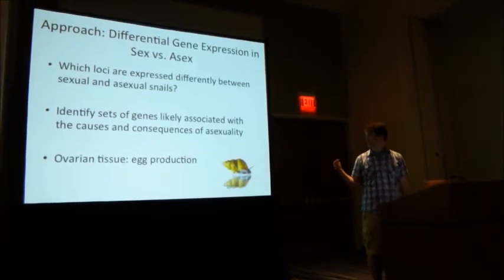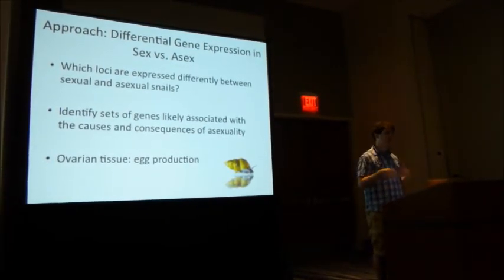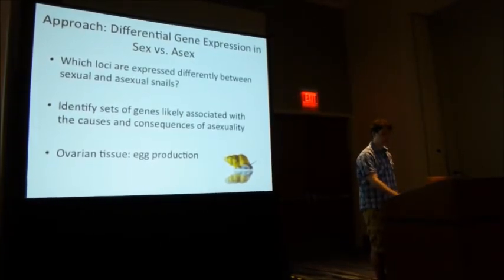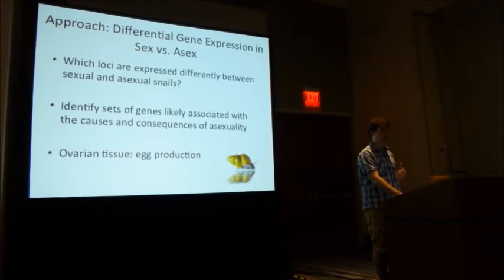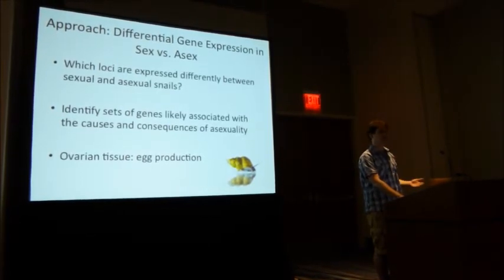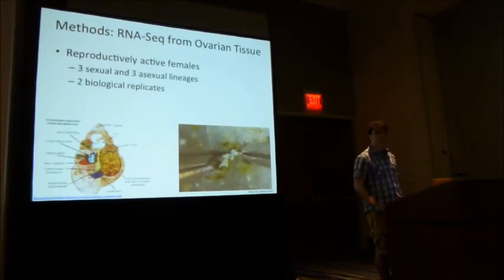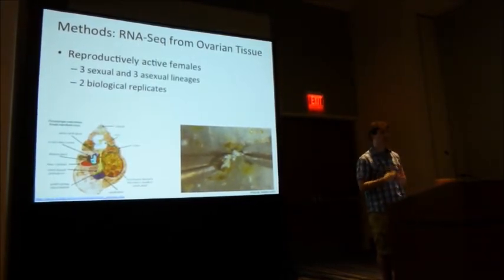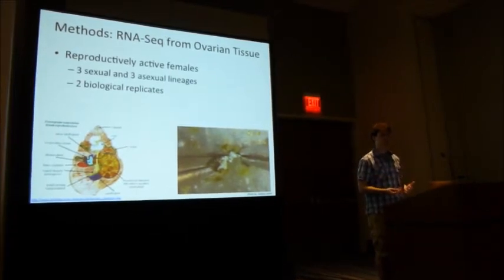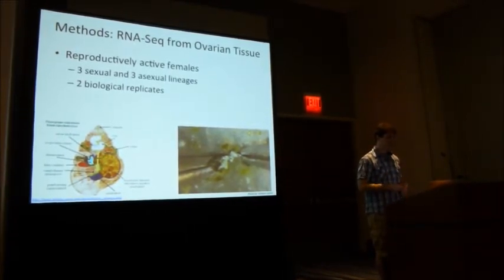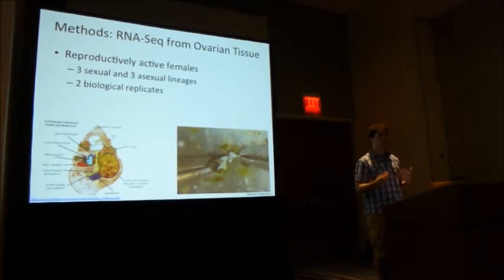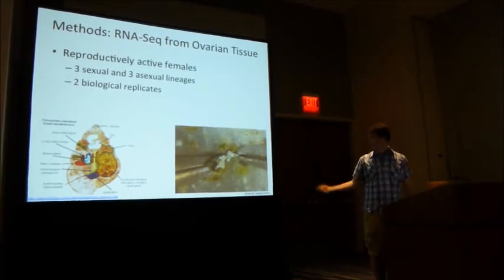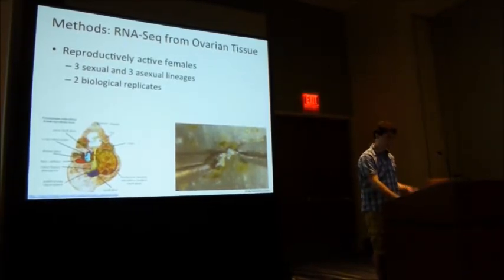And so what we've done is use ovarian tissue. This is a site of egg production. This is kind of what we thought would be a good start for trying to characterize the differences in gene expression between sexual and asexual snails. So what we did was use an RNA-Seq experiment. So we extracted RNA from ovarian tissue of actively reproducing females. So these were brooding females. They were producing offspring at the time that we dissected them and then extracted DNA, or RNA, sorry.